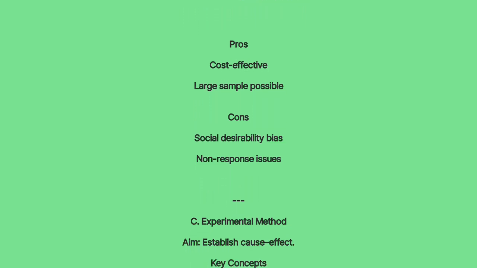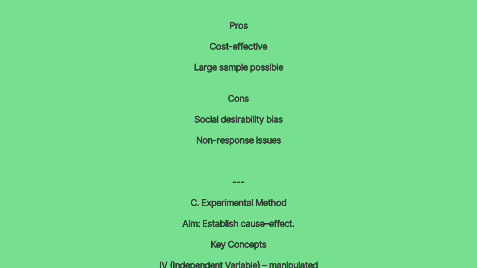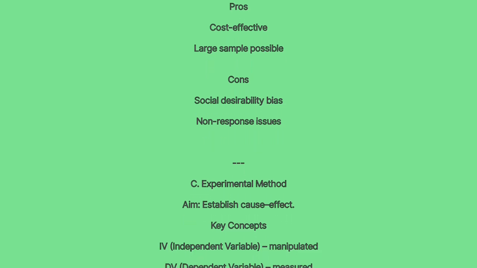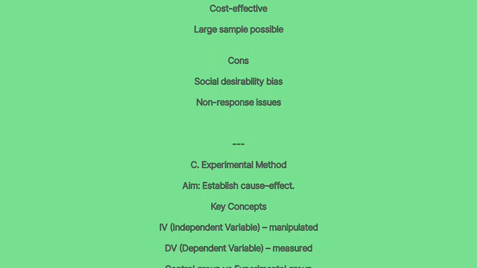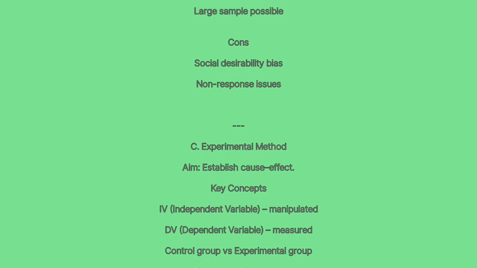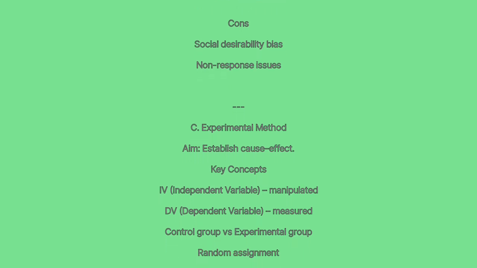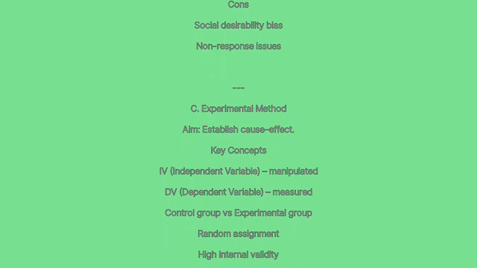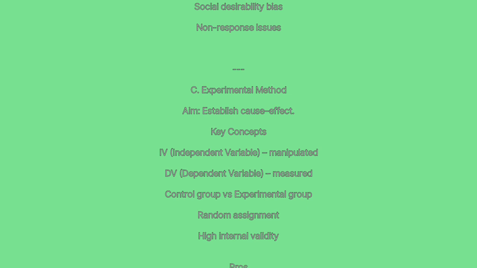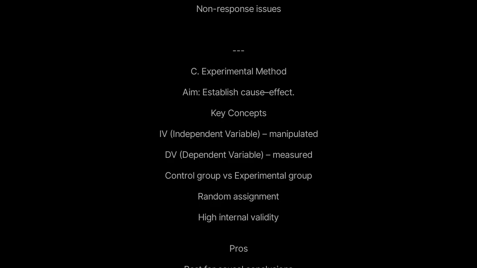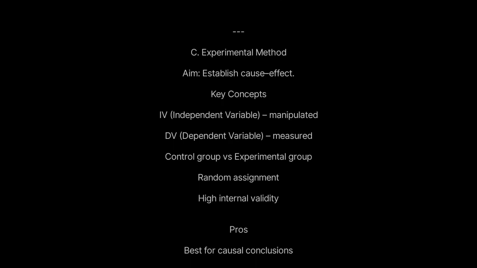Next is the experimental method. The aim is to establish cause and effect. Key concepts are IV, the independent variable, and DV, the dependent variable. The independent variable is manipulated and the dependent variable is measured. Control group versus experimental group. Random assignment, high internal validity.